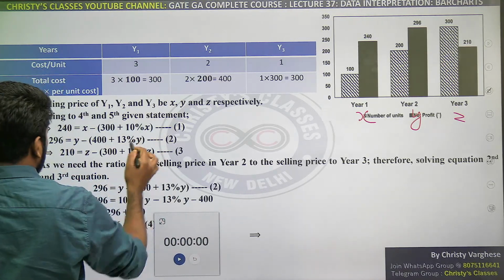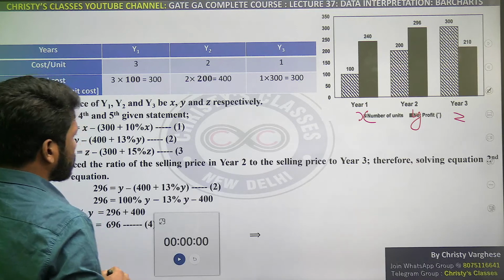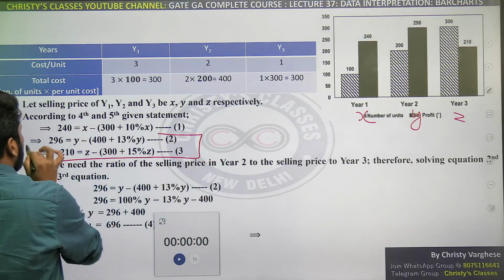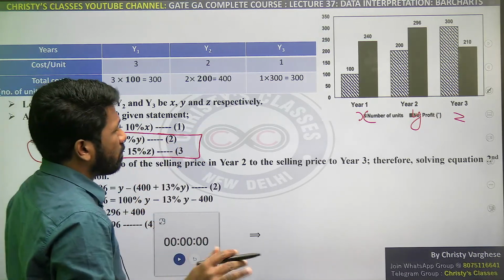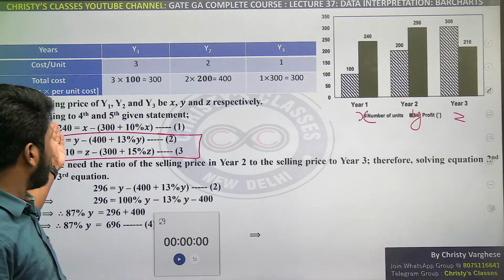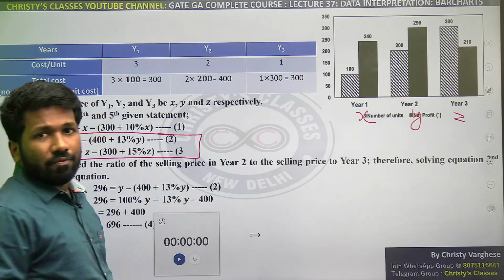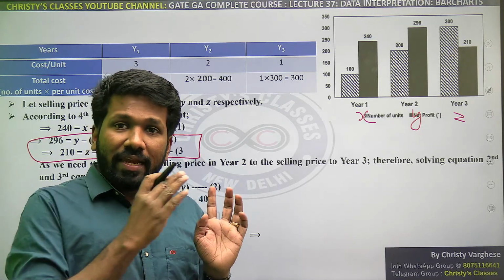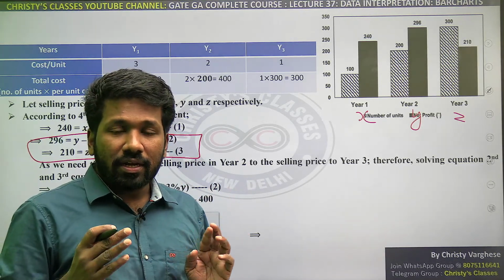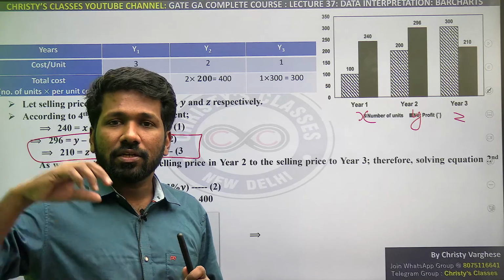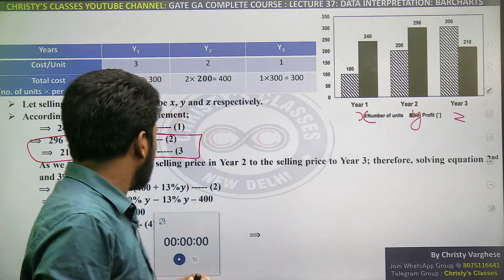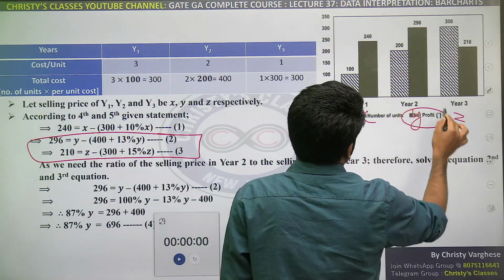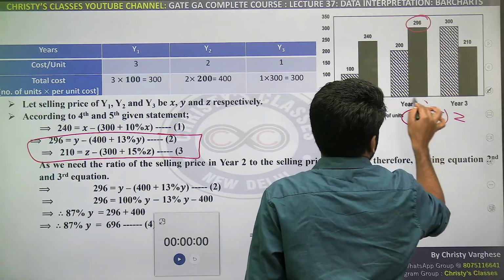Actually these two only we need. I will explain only about this because year 1 due to lack of time I'm avoiding. You can check that later. So we know that net profit is equal to selling price minus cost price plus tax. So selling price is 400. Net profit is already mentioned as 296 in the case of year 2.